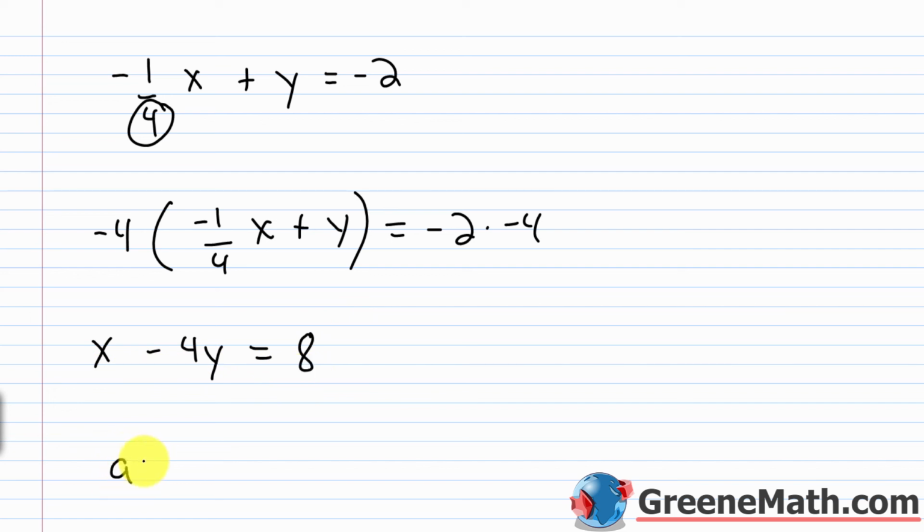I have ax plus by equals c, where a, which in this case is 1, is greater than or equal to 0. A, b, and c are all integers, so I have a 1, a negative 4, and an 8. That's perfectly fine. And then a and b are not both 0. Neither are 0 in this case, so we're good to go. So we have x minus 4y equals 8, or again, you could say 1x minus 4y equals 8 as our equation in standard form.